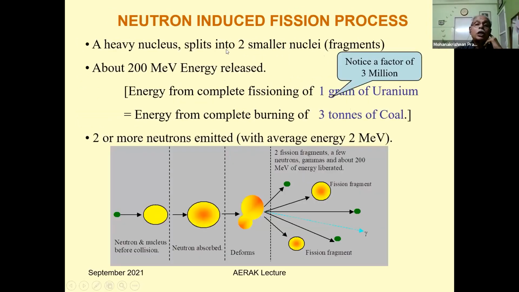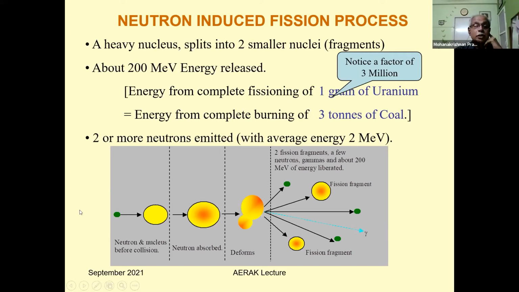So a heavy nucleus splits into two smaller nuclei, 200 MeV energy is released, and if you fission 1 gram of uranium fully, that is equal to the energy of complete burning of 3 tons of coal. So this is the kind of factor difference. So that is why the nuclear reactor came into existence.